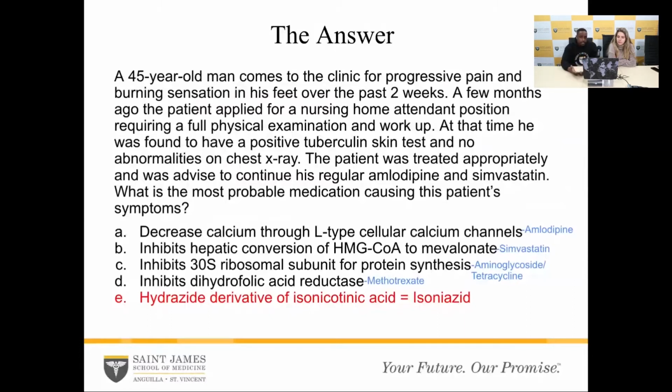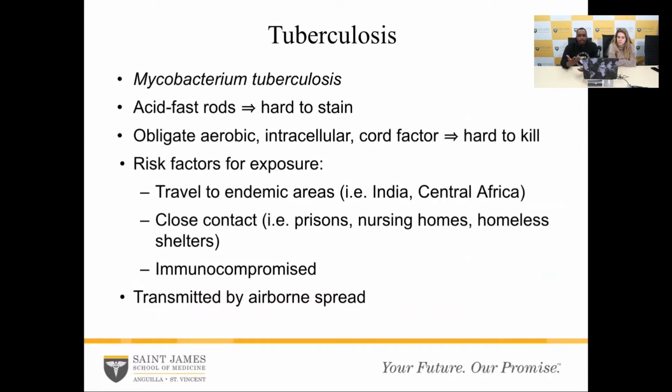So because this patient is being treated for TB, one should think of a drug that is more TB related, and then look through those drugs to see what side effects can come up from it, and the side effect of isoniazid is neuropathy. We'll explain to you why in a bit, but I'll just run through quickly what tuberculosis is. Tuberculosis is caused by the bacterium Mycobacterium tuberculosis. It's acid-fast rods, so they're hard to stain and identify, so you have to use a particular stain. Also, because they're obligate aerobes, they're intracellular, and they have the cord factor, they're really hard to kill.